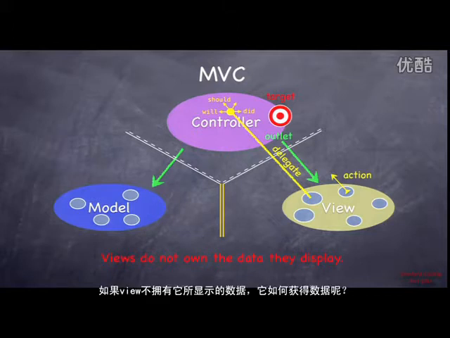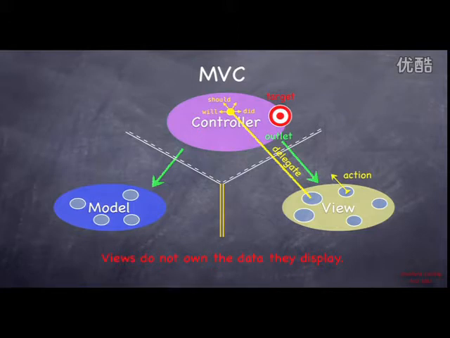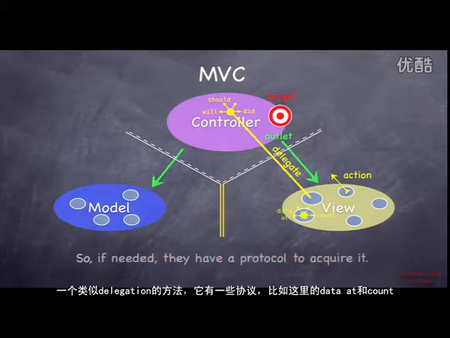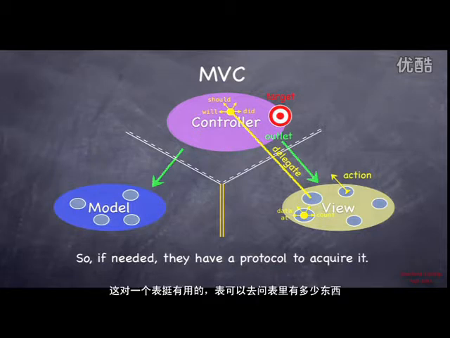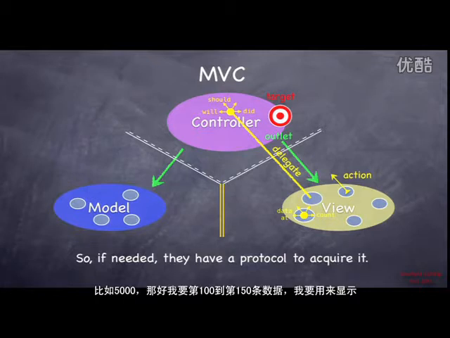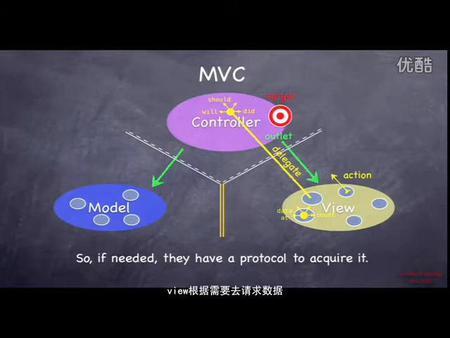Okay? So if the view doesn't own the data that it's going to display, how does it get it? Well, in a similar way to delegation. It has some protocol, like this one here saying data at and count, so this would be good for a table, right? Where it can ask somebody, how many things are in the table? Okay, 5,000. And then it says, okay, I want the data at from line 100 to 150. Give me those, and I'll display that. So it's basically asking for its data as it needs it.